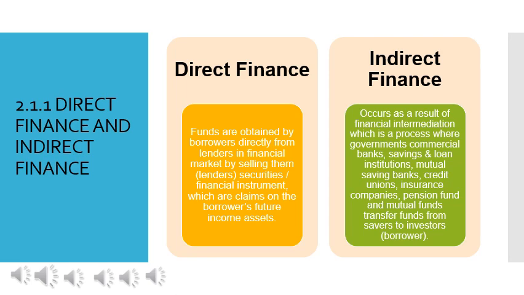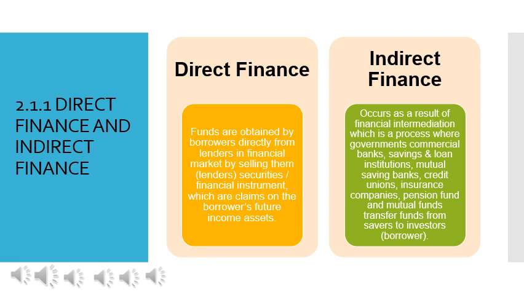Direct finance funds are obtained by borrowers directly from lender in financial market by selling them lender securities or financial instruments which are claimed on the borrower's future income or asset. An example of a direct finance is the issuance of common stock or bond. These securities are first issued in primary markets and then resold in the secondary markets.